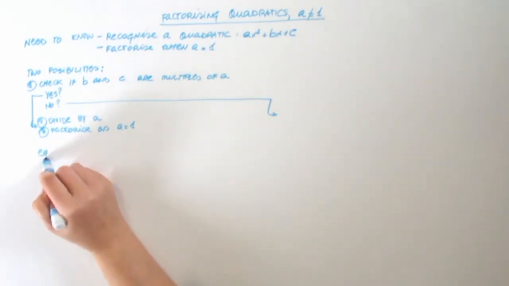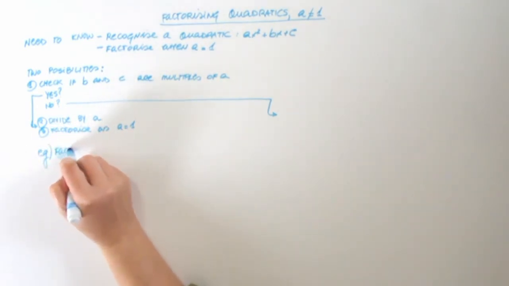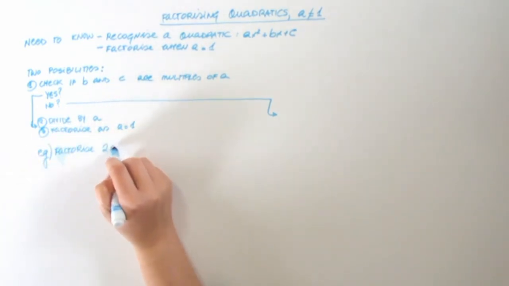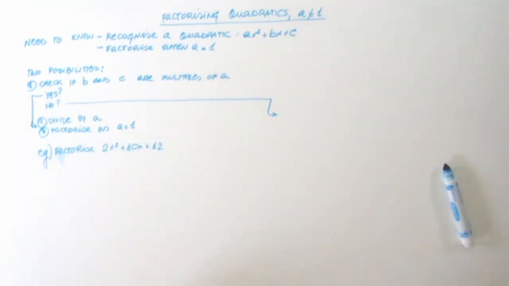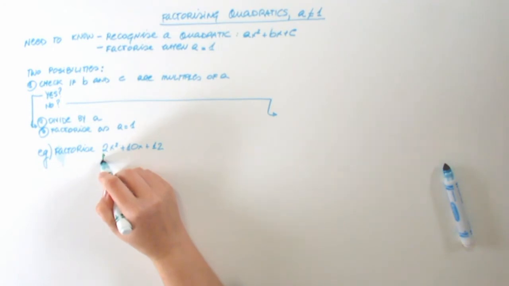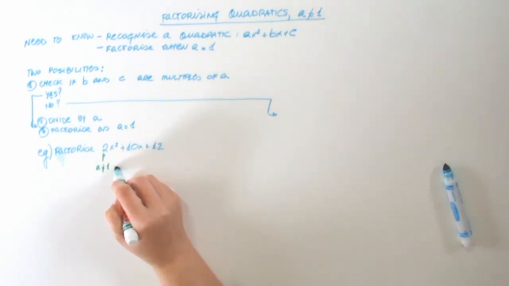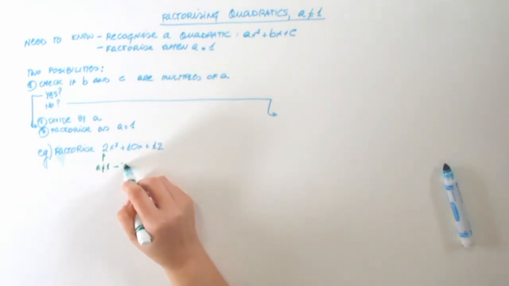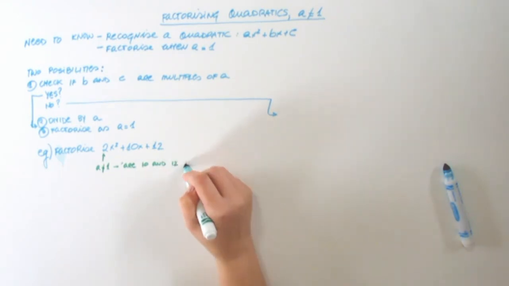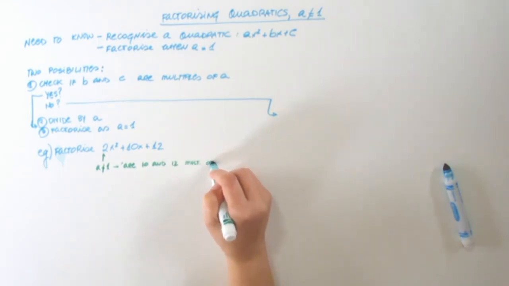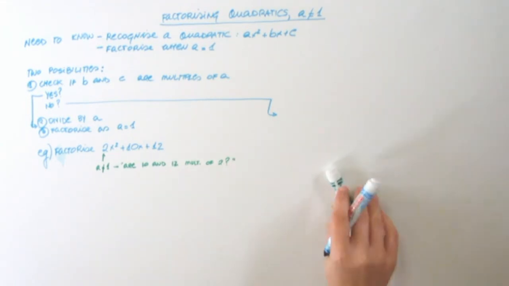Let's see it in an example. They ask me to factorize this: 2x squared plus 10x plus 12. We're checking here, and there is a 2 multiplying the x squared, so a is different than 1. So I ask myself, are 10 and 12 multiples of 2? They are in this case, so I can divide everything by 2.